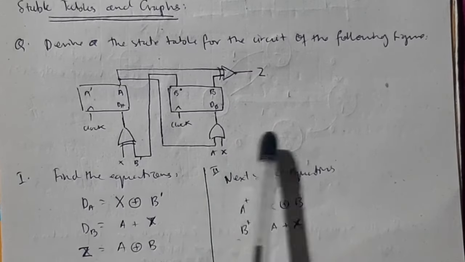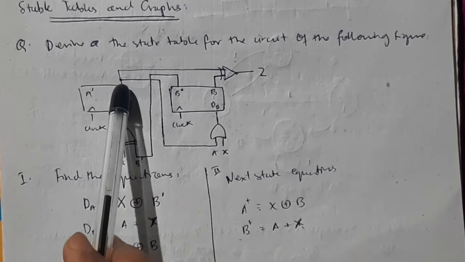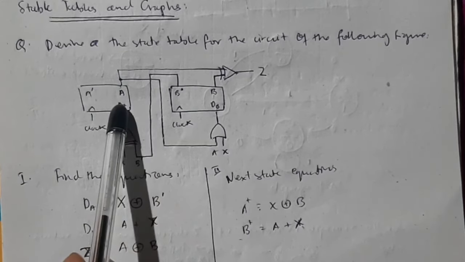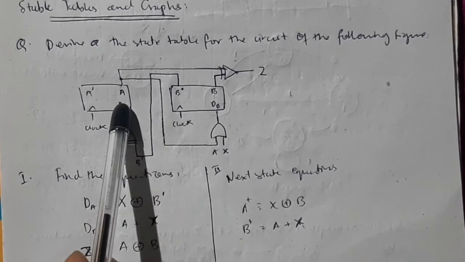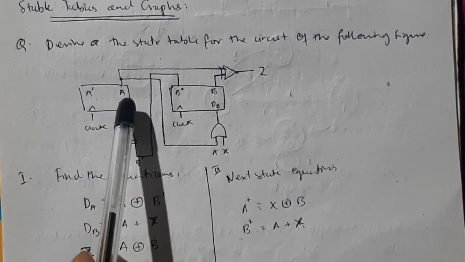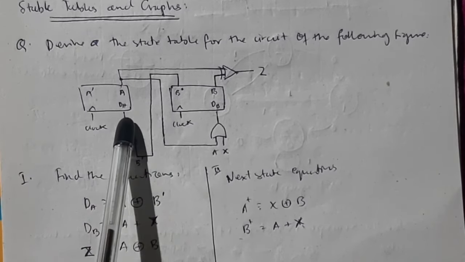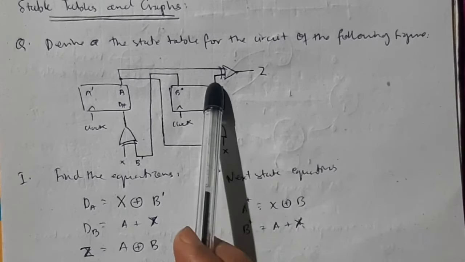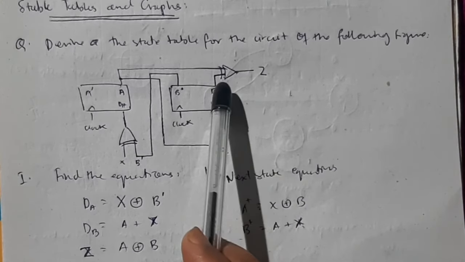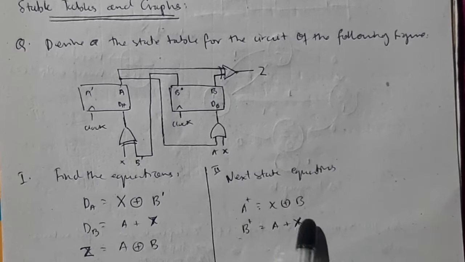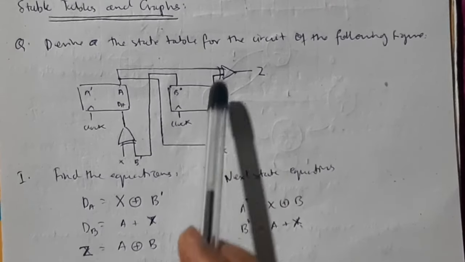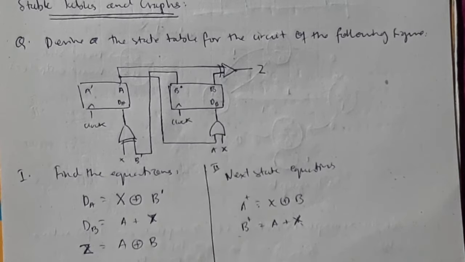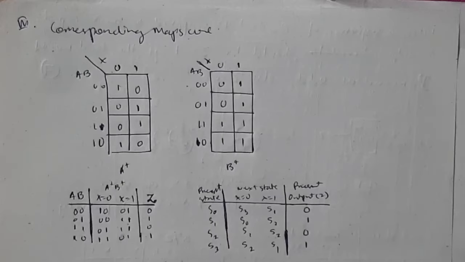Now, the next state equation means what will be the next state for A. Since this is a D flip-flop, the next state of A will be the value of D. It copies, right? So the next state value of A will be D, whatever is coming into D. Means the next state of A will be X XOR B dash, and the next state of B will be A plus X. A plus X is the input for this, and that will be the next state of B. This is the first step you need to do: write the equations.